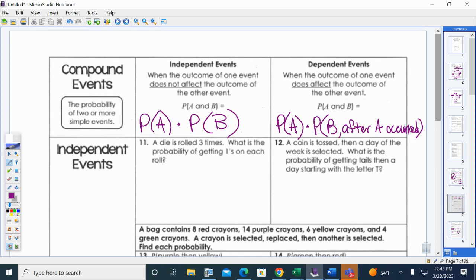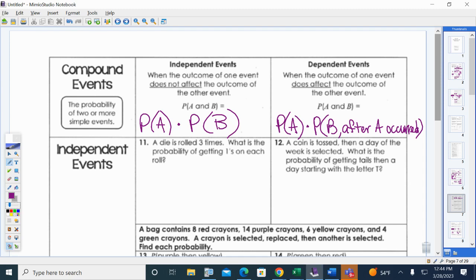All right, next section is compound events. This is when we have 2 or more simple events. You have an independent event and a dependent event. With independent events, when the outcome of one event does not affect the outcome of the other event, to find the probability of A and B, you find the probability of A and multiply it times the probability of B.